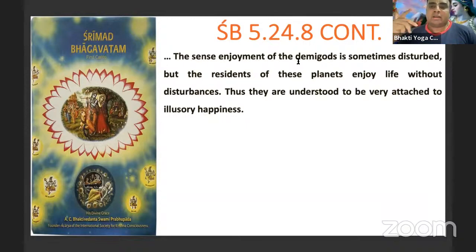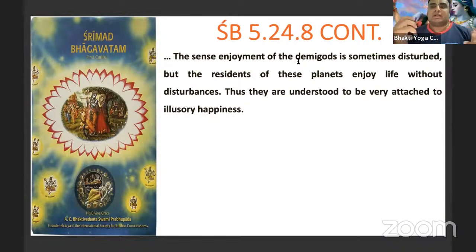But for those who are caught in the lower planetary systems, they will always be in illusion. They are bewildered by illusion all the time, and there will be no reversal to it.